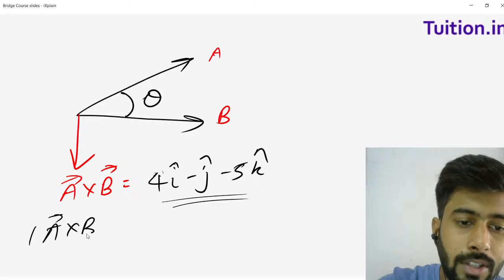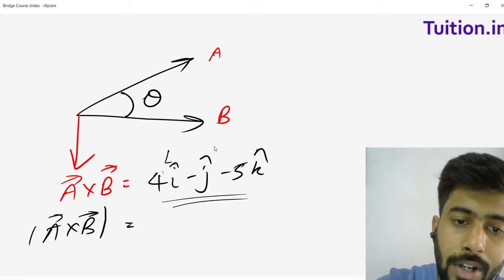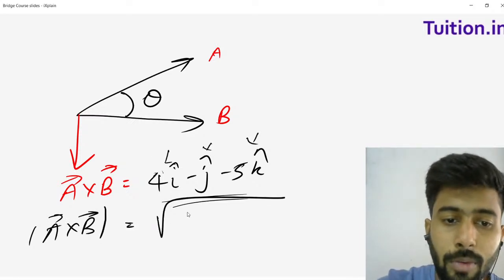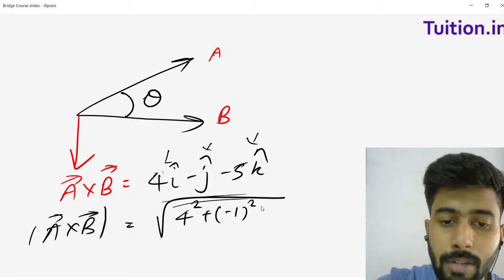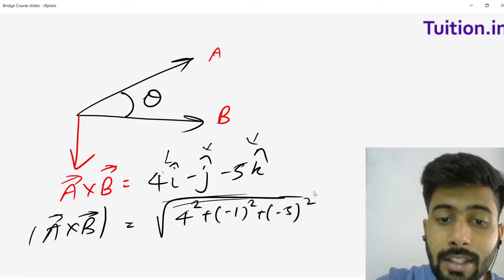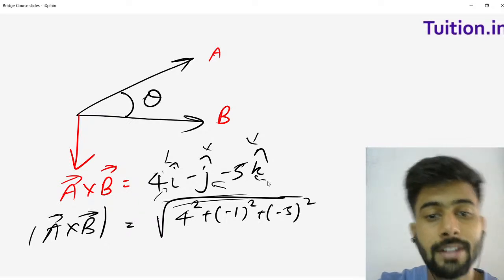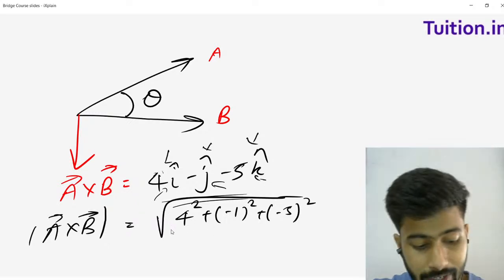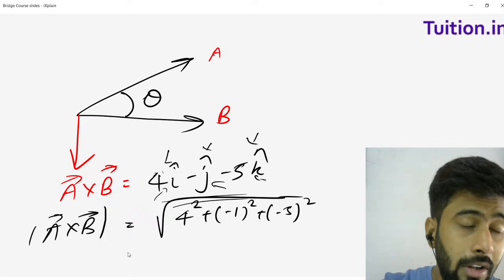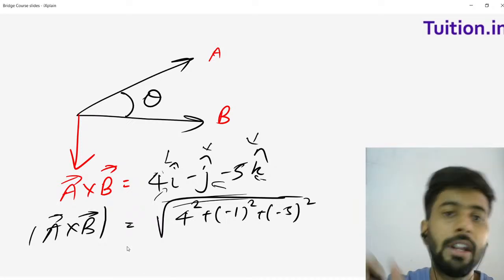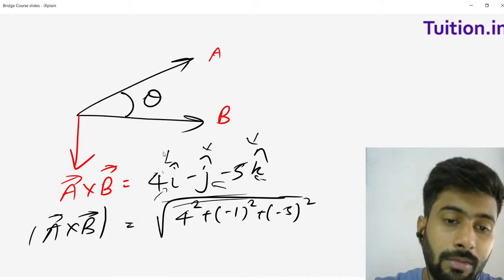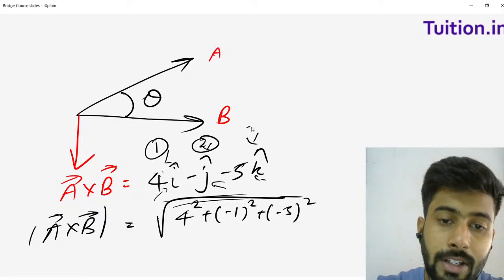What is the magnitude of this? Since these three components are perpendicular to each other, I can use this formula: 4 square plus (minus 1) square plus (minus 5) square. If these three were not perpendicular components, then I could not use this formula, as I have been repeatedly saying. But since they are mutually perpendicular, there is a first component, a second component, a third component.